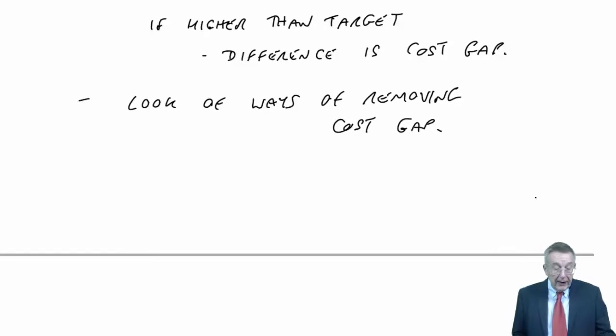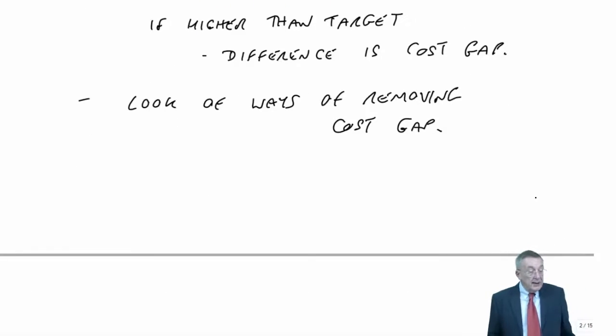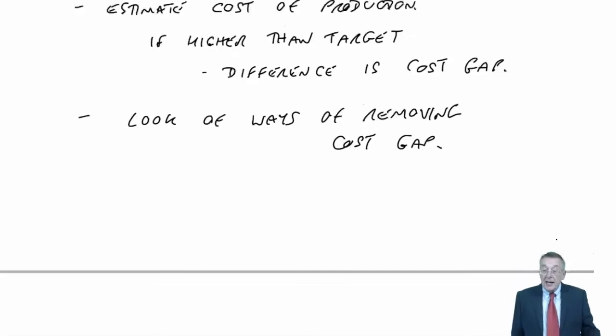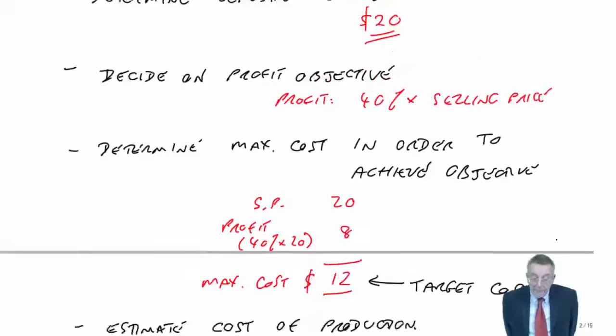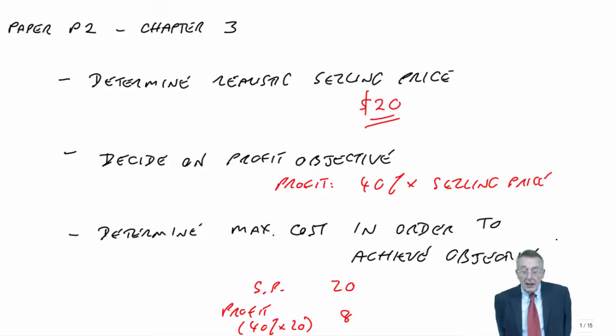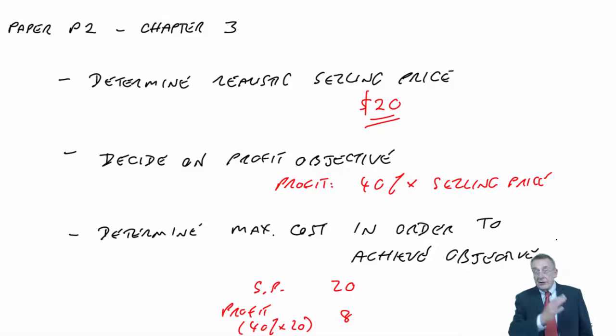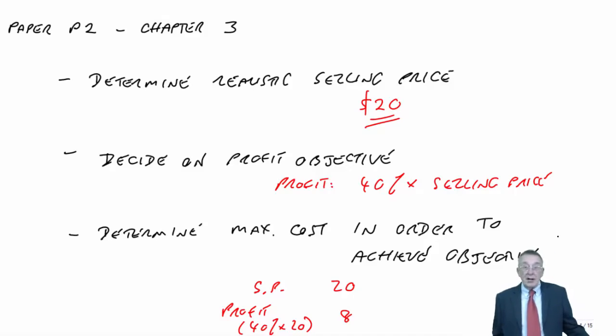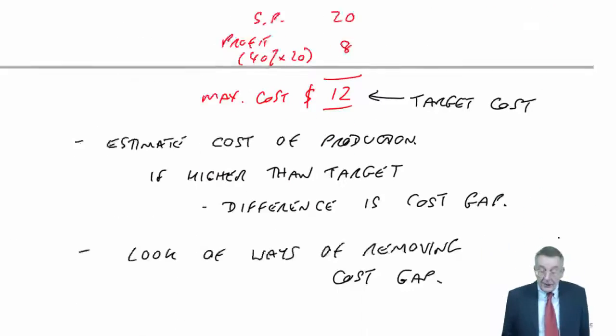Now, before we talk about ways of removing cost gap, look at the second exercise. I did say that when we decide on a profit objective, there's no rule here. Every company would have its own objectives. It's very common, particularly if we've got a whole range of products, to have an objective like the one we have there, that all our products give 40% profit. But you'll see in exercise 2, an alternative, which really in questions is just following instructions.